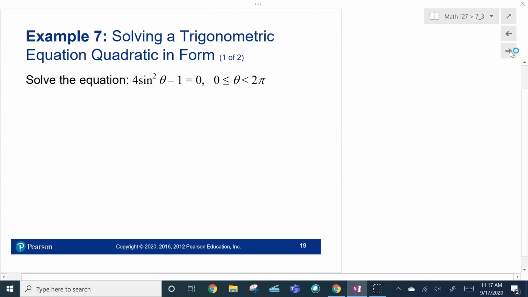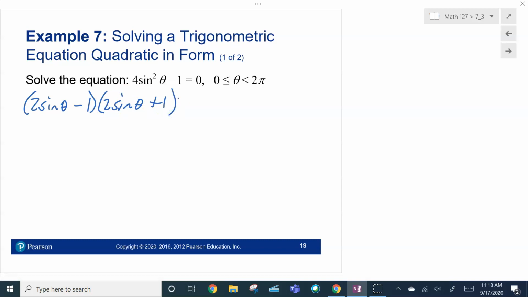All right, 4 sine squared theta minus 1 equals 0. What we're going to do here, we have this thing equals 0. I'm going to go ahead and factor this. This is like factoring a squared minus b squared. We know that factors into a minus b, a plus b. So this will factor into 2 sine theta minus 1 times 2 sine theta plus 1.